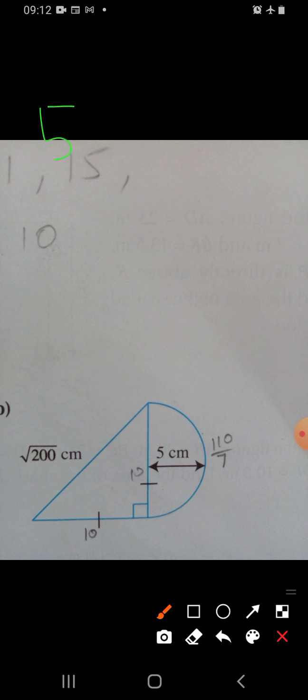50, the area of the triangle, plus 39.25. Fine, so it's going to give me 89.25 centimeter square. So this is the area of this whole figure. Previously we found the perimeter and now the area. Clear?